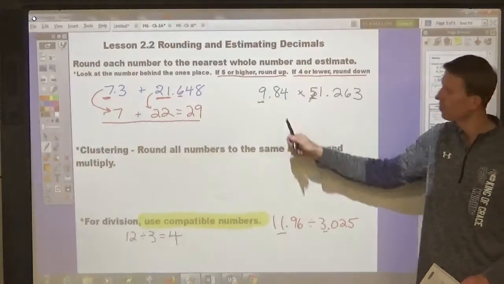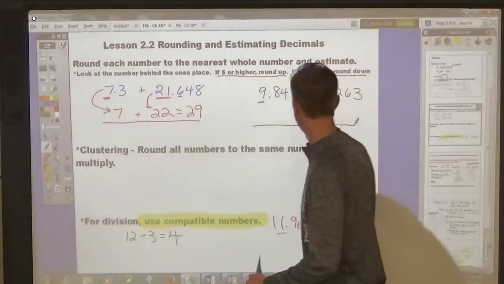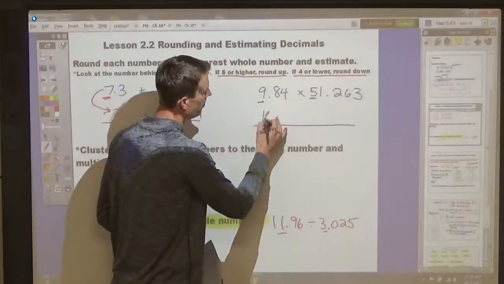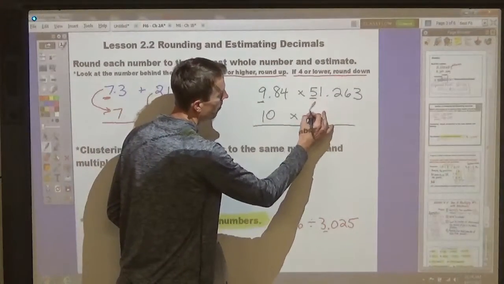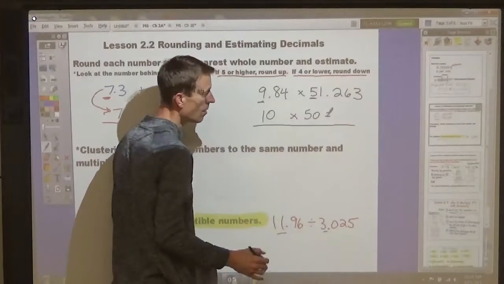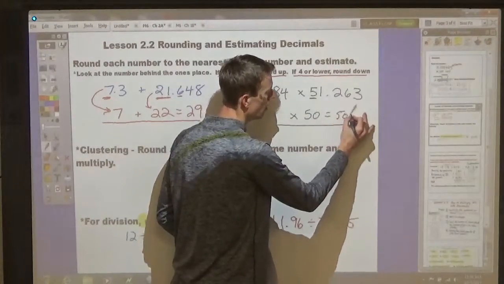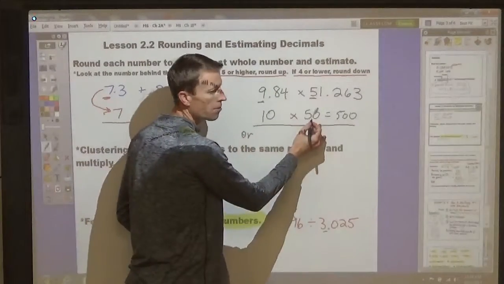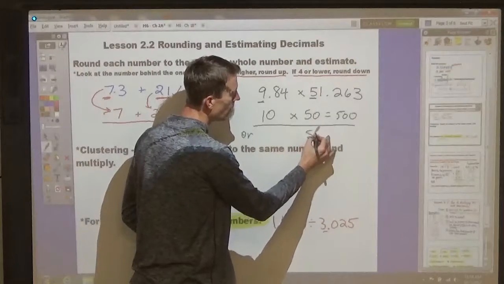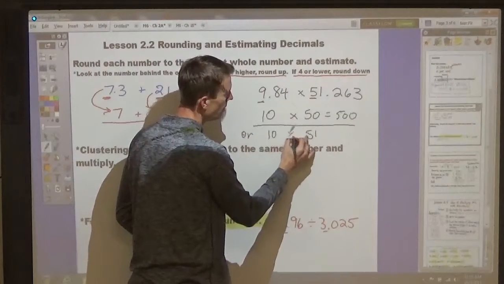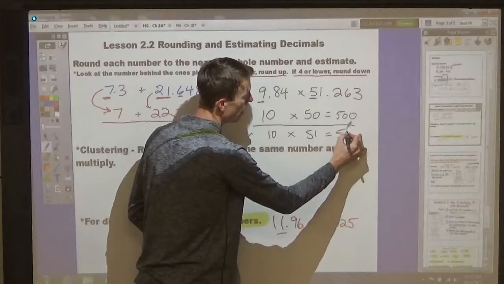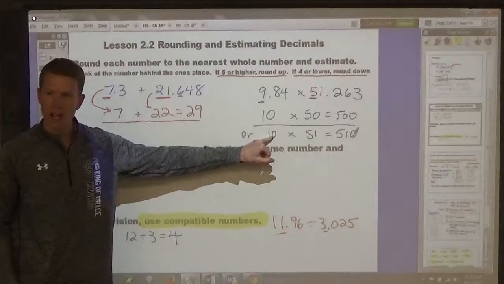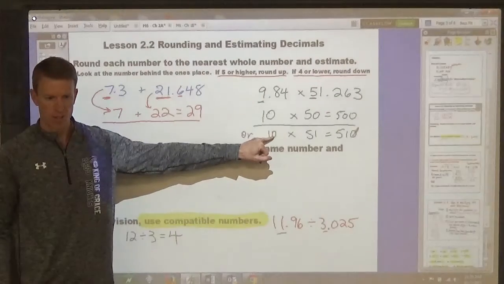All right? So either answer works for this one, as long as you're consistent, or you get a close answer and you do it in your head. So 10 times 50 is 500. So that's a good estimate. Or, since multiplying by 10 is just adding a 0 on the end, you could do 10 times 51 and write 510. As long as you can do the multiplication in your head. Alright?